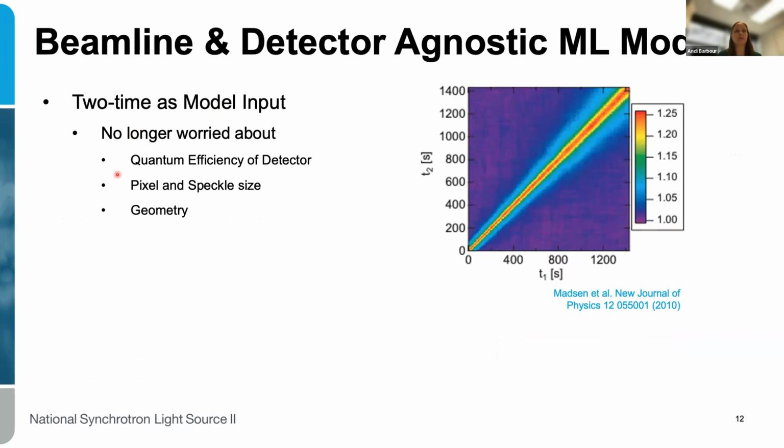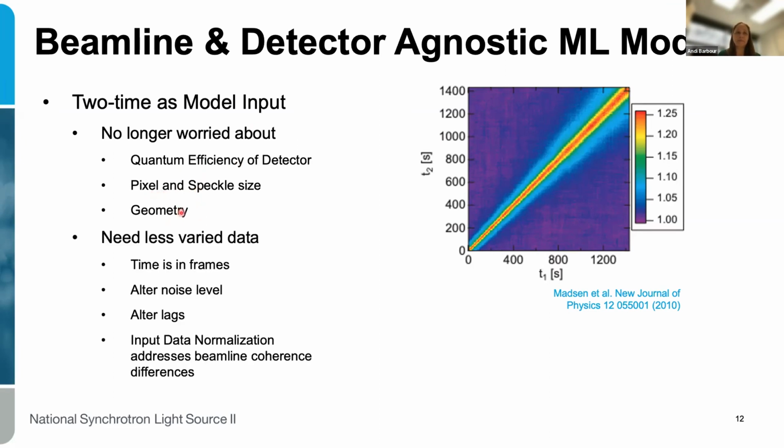So by using the two-time, you're no longer worried about the quantum efficiency of the detector or the pixel size or the speckle size, any dead pixels on the detector or anything like that, or the geometry. And the two-time is also attractive because you need less varied data. It's just an image, so who cares what the units of time is? And in this case, it's frames.